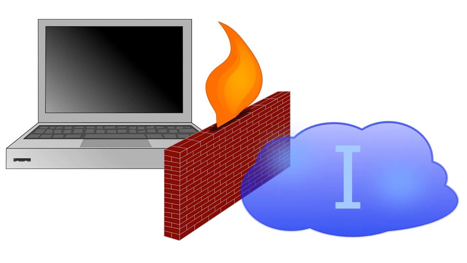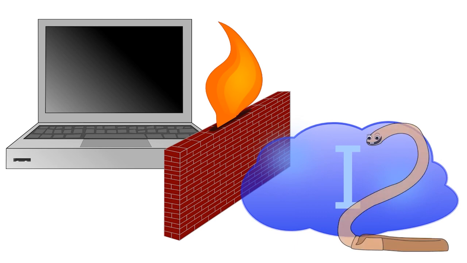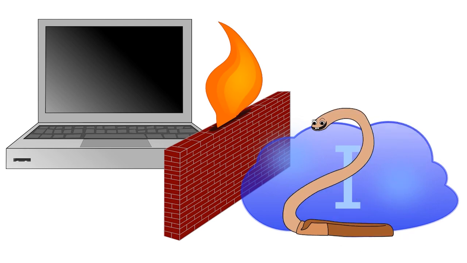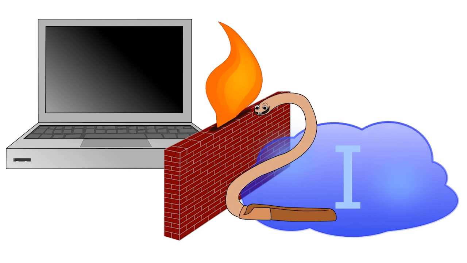A firewall is a tool that controls the flow of information between your computer and other network devices. In this illustration, we see a firewall between a computer and a cloud, which represents the internet. The firewall will prevent unrequested internet traffic, like worms, from accessing your computer. It's a good idea to always run a firewall on your computer.